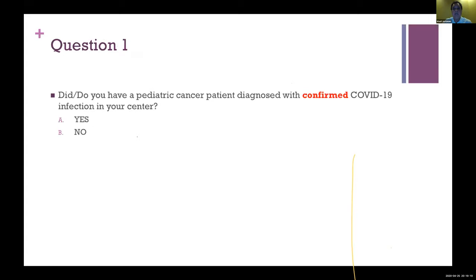And before I end my presentation to address the optimization of care with a pandemic, I would appreciate if the group and audience can answer the following questions by voting yes or no. So the first question I'd like to ask is, did you or do you have a pediatric cancer patient, pediatric meaning less than 15 years of age, diagnosed with a confirmed COVID-19 positive infection in your center? So can you please vote? You have the poll here. Please vote yes or no.